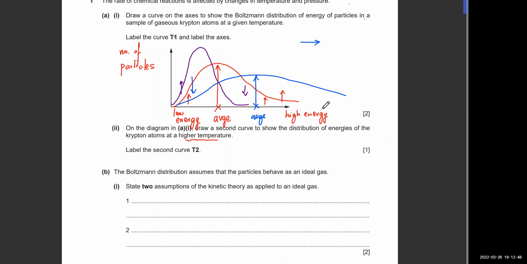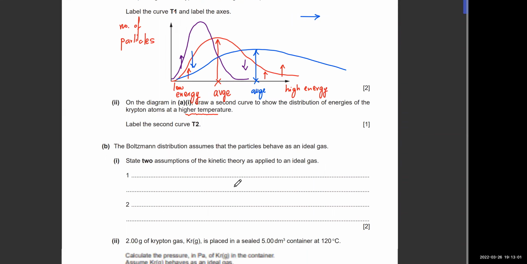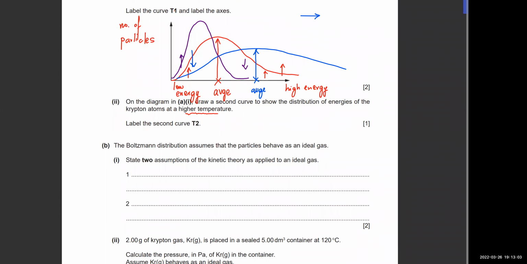So just remember, high energy pe, if you take let's say particles in the room to a higher temperature, to yahan pe the curve would rise and it will fall from the lower energy side. The next one is straight: two assumptions of the kinetic theory as applied to the ideal gas. So ideal gas pe, there are two main assumptions. One is that they have negligible intermolecular forces.